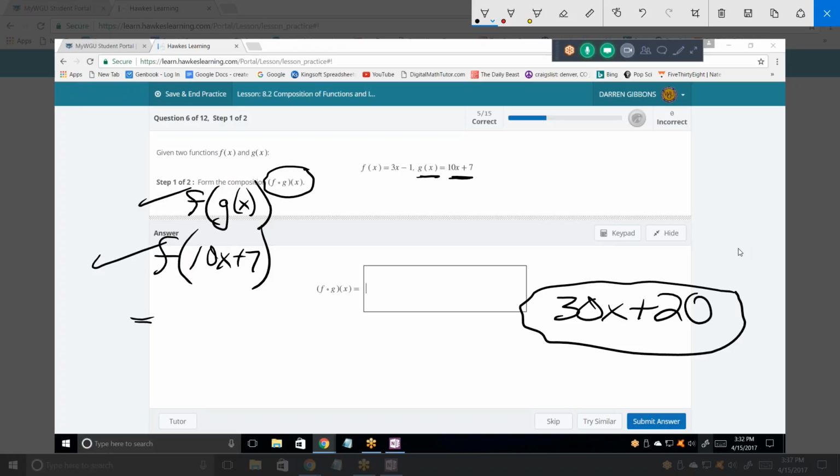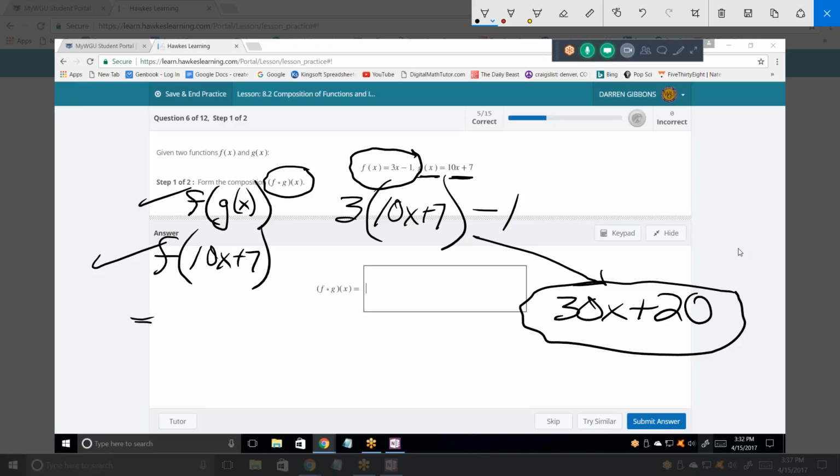Now, because it's an f function, we go to this f function right there, and wherever we see x, we substitute 10x plus 7. So it's going to be 3 times 10x plus 7, and this is exactly what we did the first time, minus 1, and that simplifies to 30x plus 20. So the answer is 30x plus 20. But that's the sequence we went in. First of all, interpret that properly. It makes much more sense if you write it as f of g of x. I don't have to explain it if I write it like this, correct?